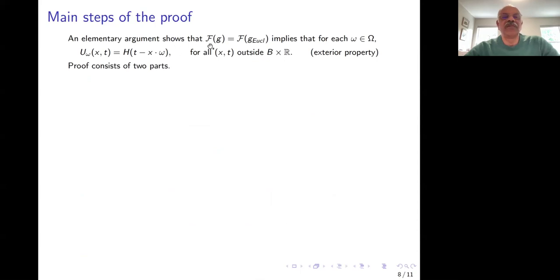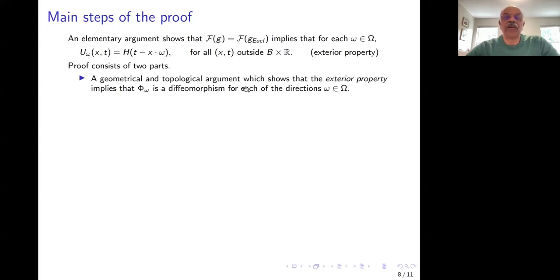So just in the beginning, of course, if you show that G and G Euclidean have the same data, which means they agree on the boundary of the cylinder, then actually you can show that the solutions agree for the Euclidean and G at any point outside the cylinder. It's a very elementary argument. It's just for the wave operator because G is Euclidean outside the cylinder. So a very elementary argument shows that actually U sub omega is really just h(t minus x dot omega) outside the cylinder. So we'll start with this, and then the proof has two parts to it.